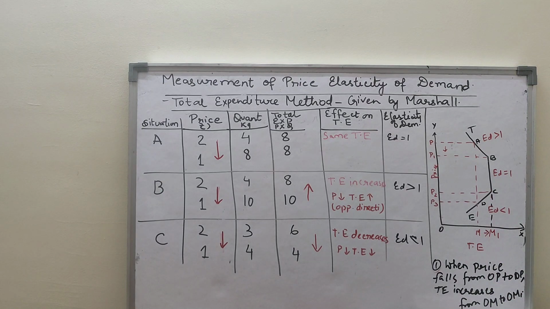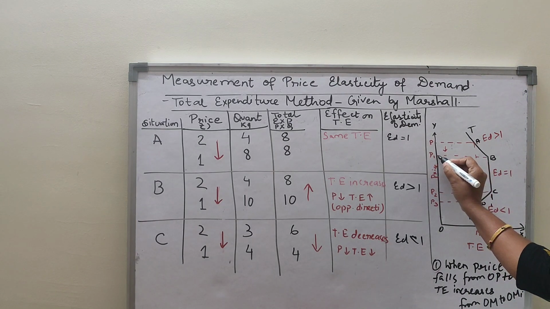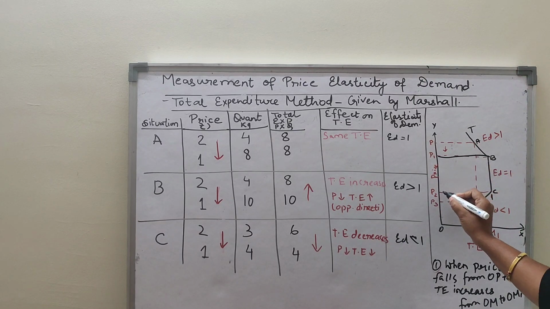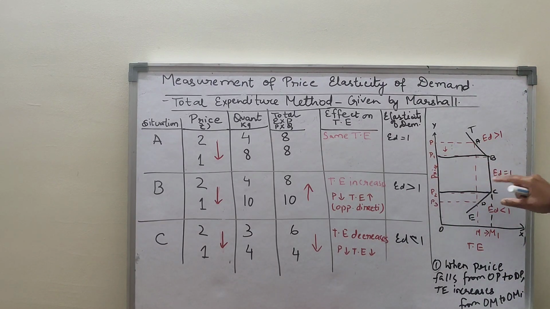Clear? Again I am repeating. Look at the BC portion. What I can see here is that when my price falls from OP1 to OP2, my total expenditure remains unchanged, that means at the level of OM1. See this red line, and at the OP2 level, still my expenditure is the same, at OM1. Can you see this portion? I am just doing it with the black pen. This and this. See, my expenditure remains the same. ED is equal to 1.